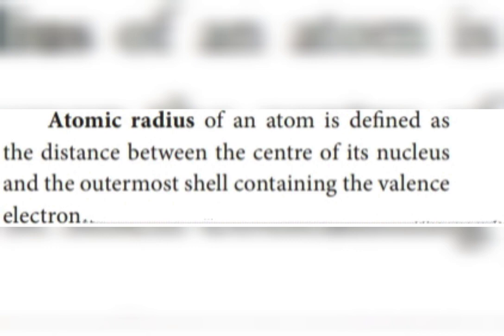Then, atomic radius. Atomic radius of an atom is defined as the distance between the center of its nucleus and the outermost shell containing the valence electron.